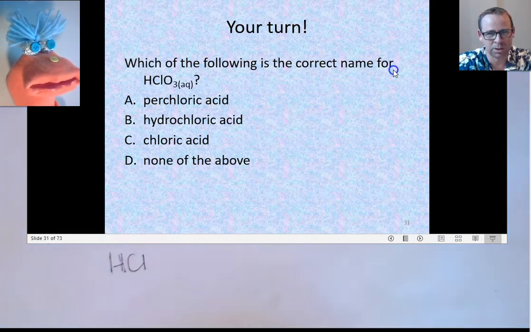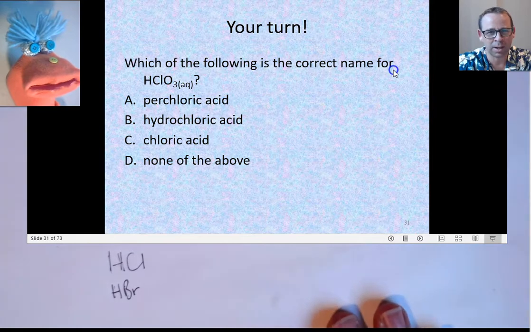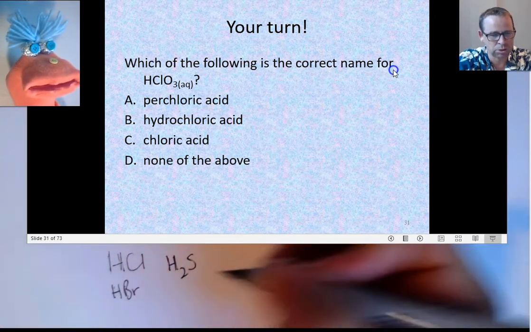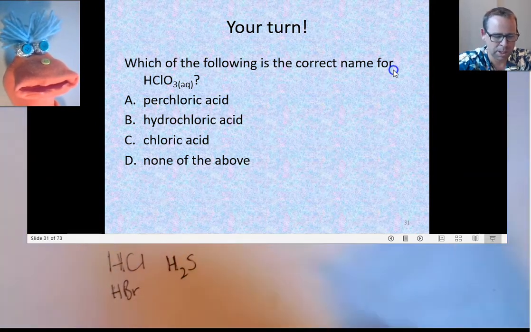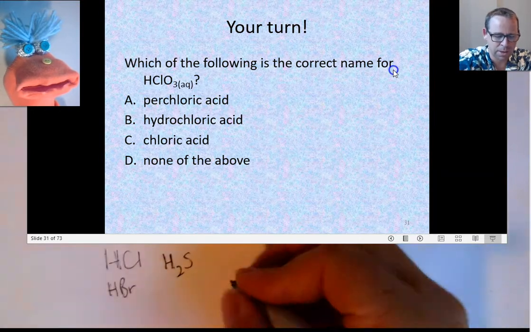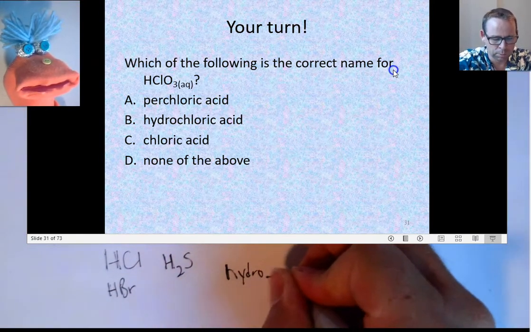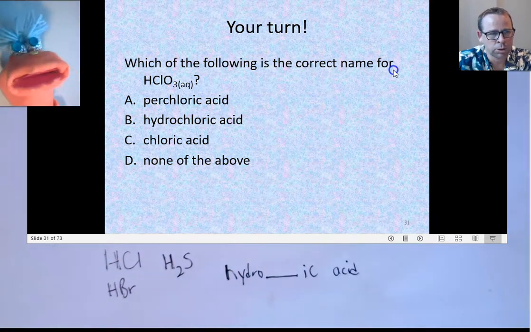HCl is an example of this type. It's called a binary acid. HBr, right? Just one kind of element other than hydrogen. You can have two of those elements, H2S, that's another example, right? But these are binary acids, and they're named following this model, hydro-blank-ic acid.